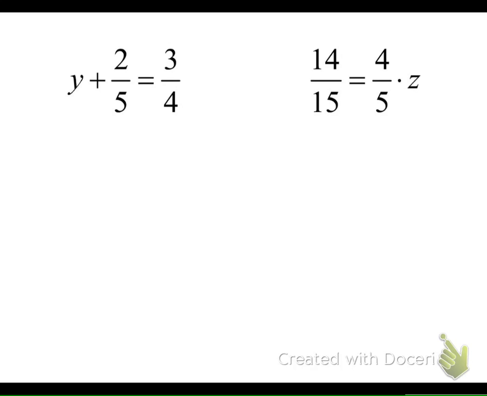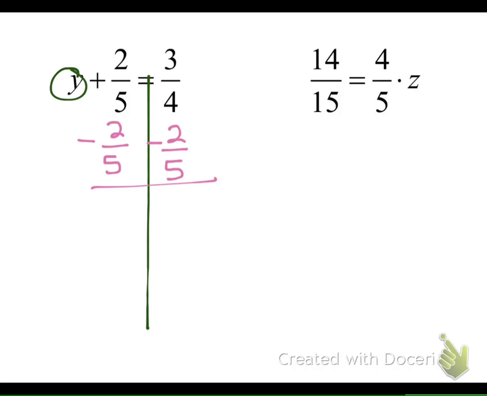Okay, so here we go. Circle my variable, draw my line. How do I get the y by itself? You subtract. I subtract 2/5 from each side, right? I want to make sure I show all that work so I get all my points. That cancels. What do I bring down on my left side?